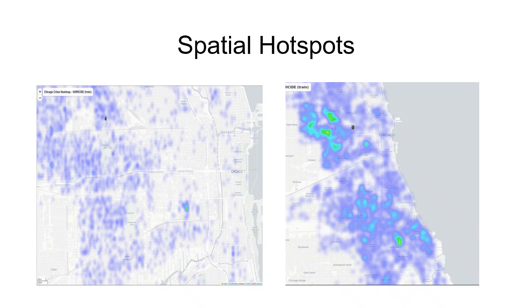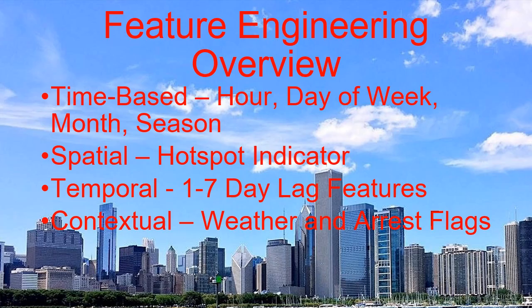Spatial hotspots. Mapping crime spatially reveals dense clusters in the Loop, Austin, and Inglewood neighborhoods. Using latitude and longitude grids, I calculated a spatial density threshold. The top 10% of cells were marked as hotspots. The new hotspot feature lets the model distinguish between routine and high-risk areas.